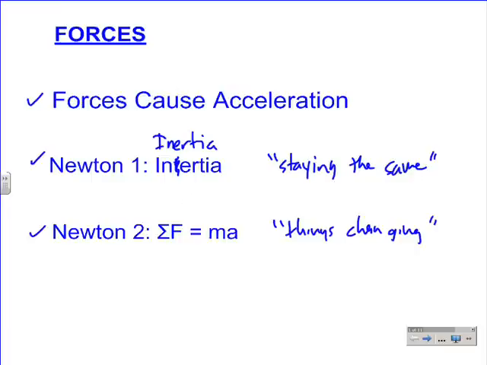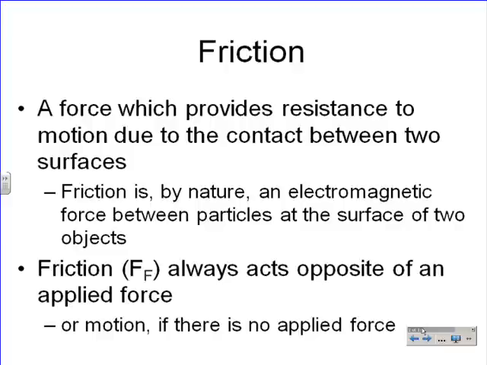There's one force out there that really influences, especially Newton 2, but it does influence Newton 1 quite a bit as well, and that's the idea of friction. By definition, friction is a force which provides resistance to motion due to the contact between two surfaces. So a couple of things there. First, it's a contact force. If there is no contact, there is no friction. Like it says here, friction is by its nature an electromagnetic force.